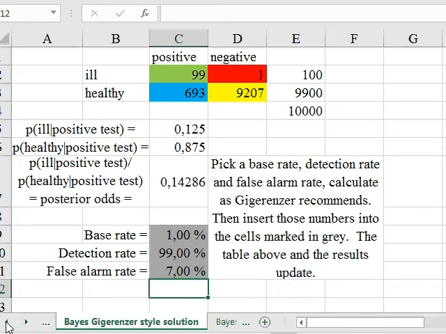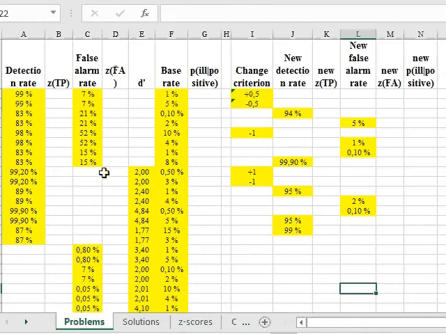So then what we've got in the problem, this here was 0.125. Oh, hang on, that's in percent. So that would be 12.5%. Then the next question is, what is d prime?